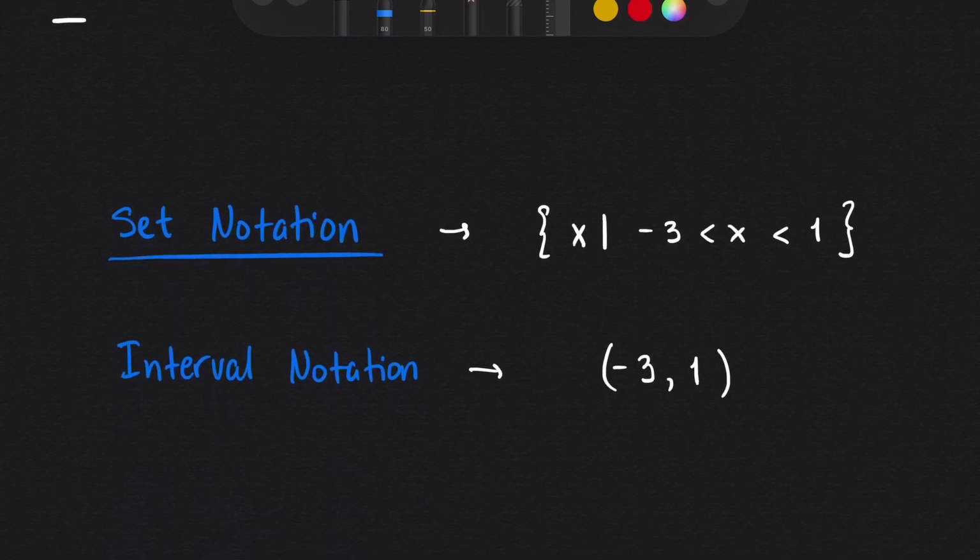We have set notation and interval notation. Set notation looks a bit complicated, but it means exactly the same thing as [-3, 1).